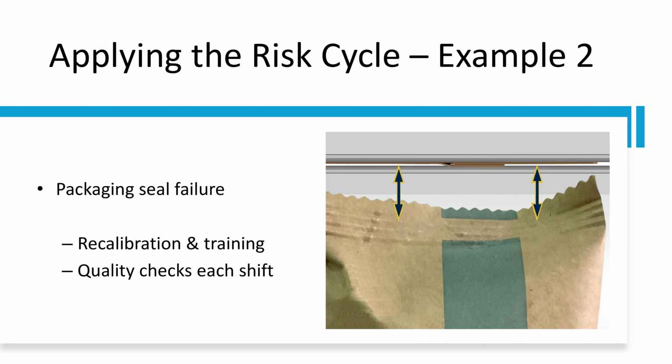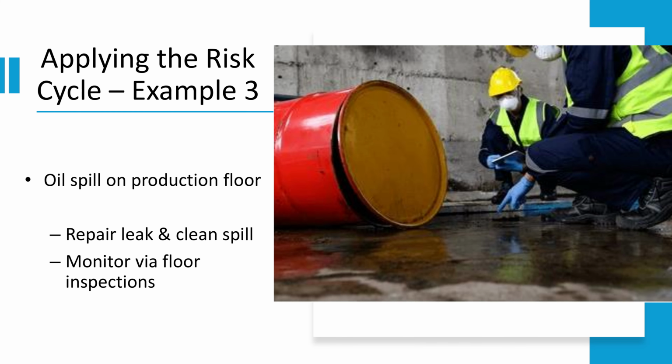Example 2. Quality failure. 1. Identify. Packaging seal not closing properly. 2. Analysis. Incorrect temperature setting and operator error. 3. Evaluate. Medium high risk due to customer impact. 4. Treat. Enforce SOP training. And 5. Monitor. Quality checks at start of shift to make a difference. And now we are moving on to our last example.